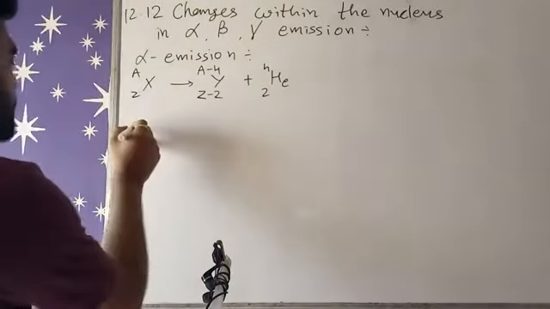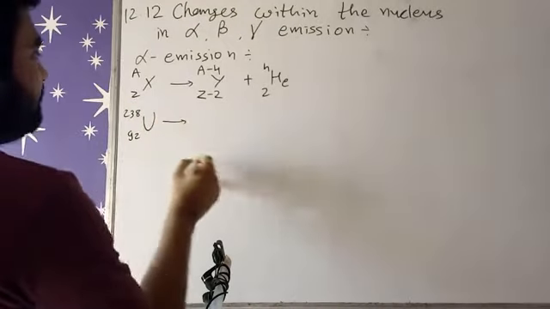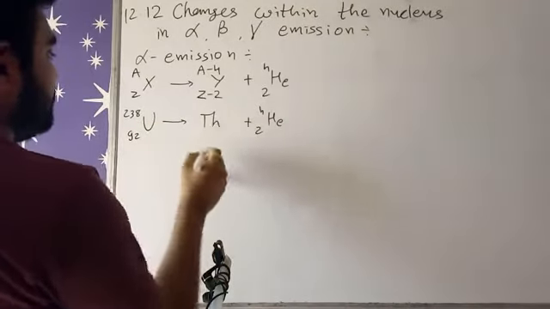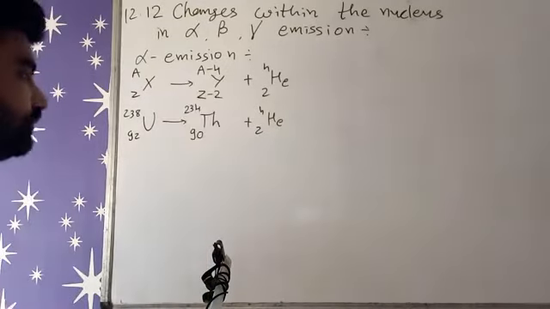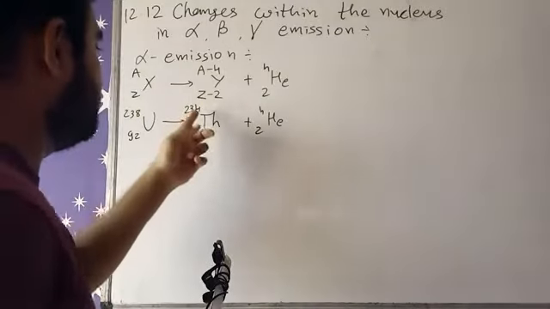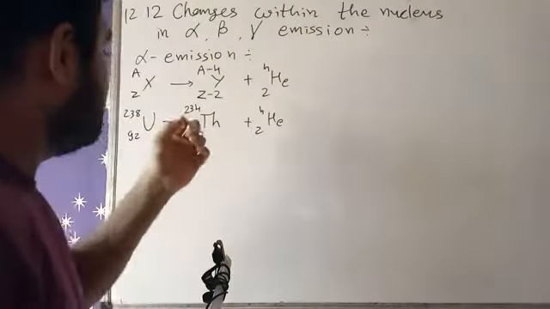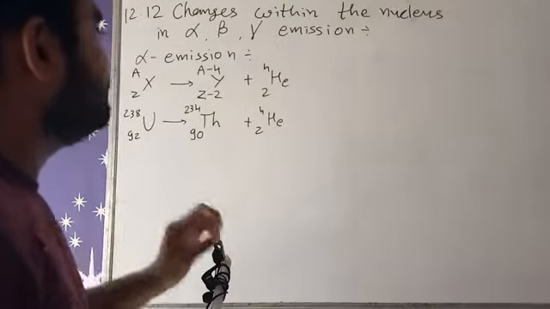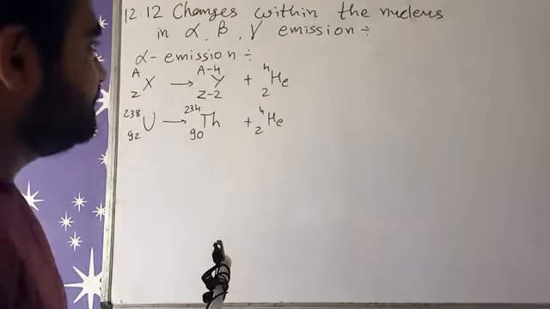For example, if we have 92 uranium 238, whenever it gives off an alpha particle, we get thorium; the atomic number is decreased by 2, so 90, and the mass is decreased by 4, so 234. So that is alpha emission. During this emission, we get some kind of energy, which is in the form of heat energy, right?